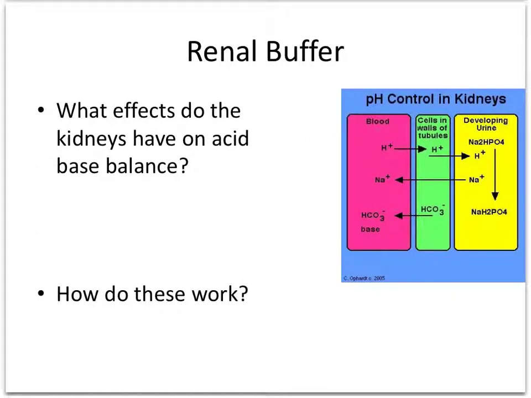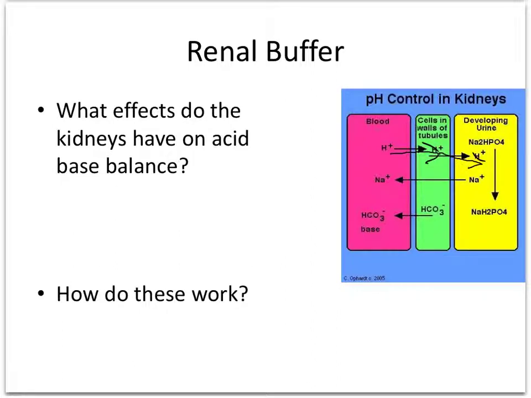Then you also have some buffering that occurs in the kidneys. The kidneys have a slightly different way to do it. It really happens in two different ways. When there are extra hydrogen ions in the blood, which is depicted right here, the hydrogen ions diffuse into the walls of the kidneys right here, go in there, and then from there they go into the urine that's being developed in the kidneys.